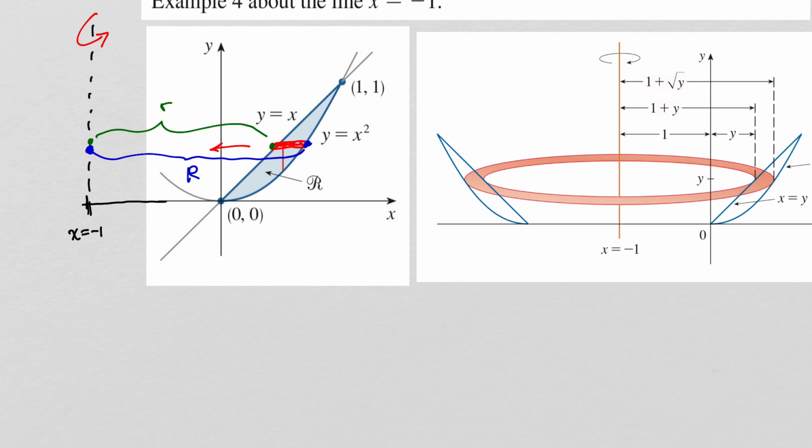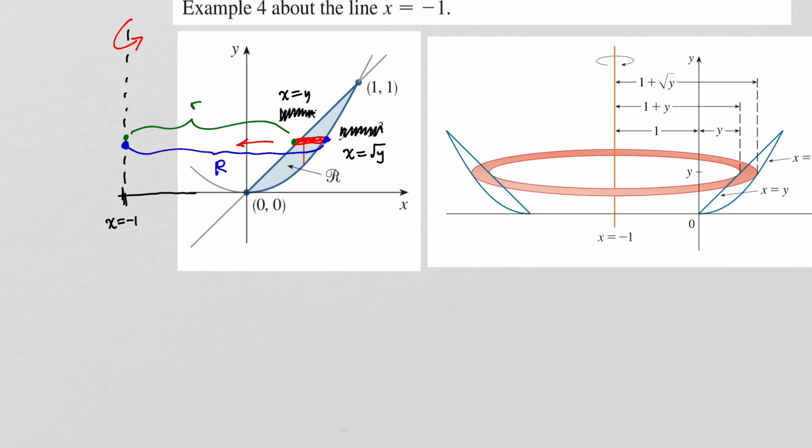Okay? So instead of thinking of the function y equals x, think of it as x equals y. Same thing here. Instead of thinking of the function y equals x squared, think of it as x equals the square root of y, right? Because if you solve for x there, you get x equals the square root of y.